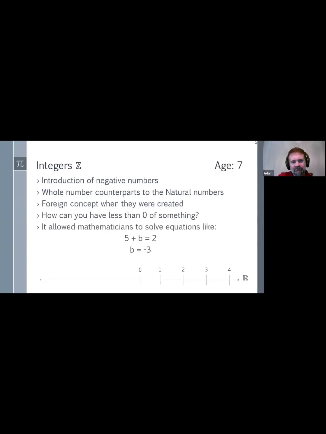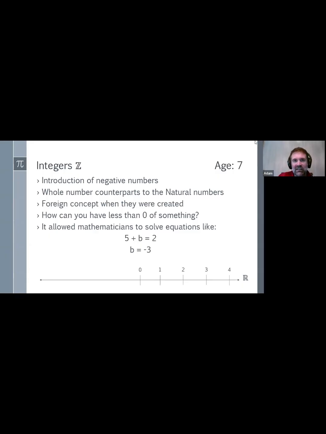However, using negative numbers began to allow mathematicians to solve equations like 5 plus b equals 2. What can b be except some sort of negative number? Without that, they would just leave it at 5 plus b equals 2. They wouldn't be able to go further.